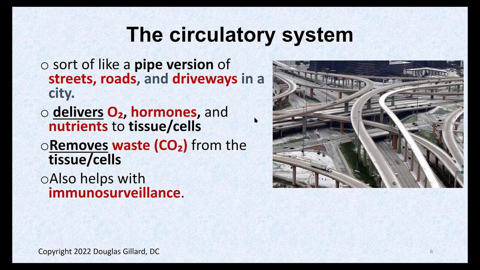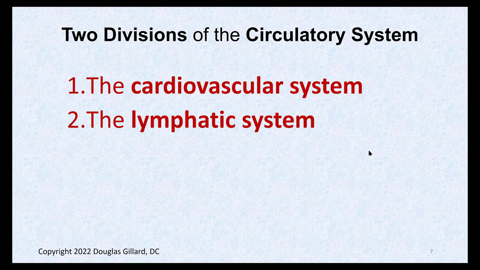And plus you have waste that builds up, so you have to take that waste away, and that is done through the circulatory system. It also helps with immunosurveillance. If you get a bug going down the highway, you have your immune system floating around, your monocytes, for example, patrolling, and they can sound an alarm and rev up the troops to fight the bug, so a little bit of immunosurveillance.